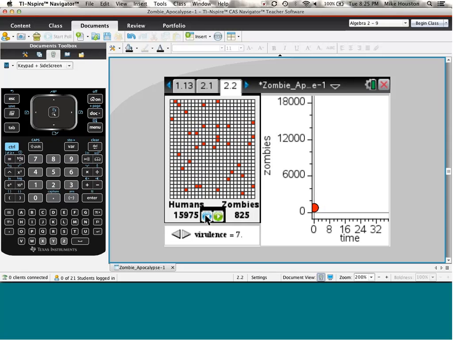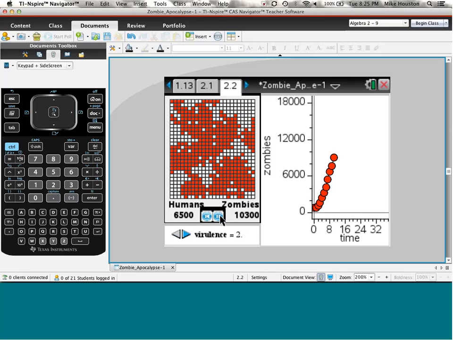Now, that's with a highly virulent bug. What if we lowered that virulence down to 2? And now we push go. What you'll see is, first of all, time itself passes more slowly. The slope is slightly less, and it takes longer for that slope, more time as measured on the x-axis, to level off. So the public health goal here would be to decrease the overall virulence.